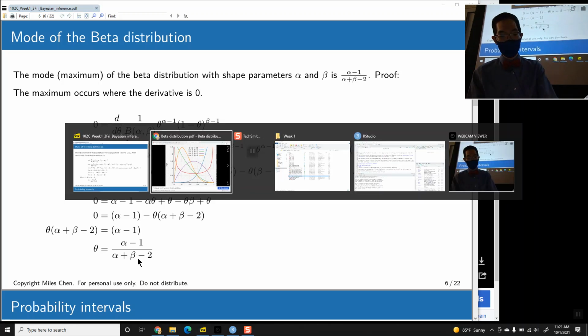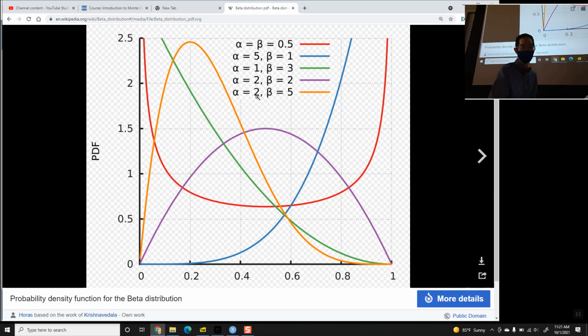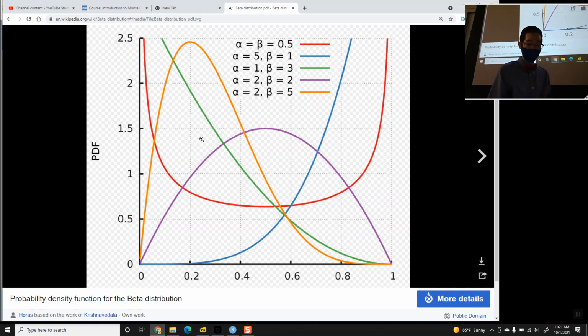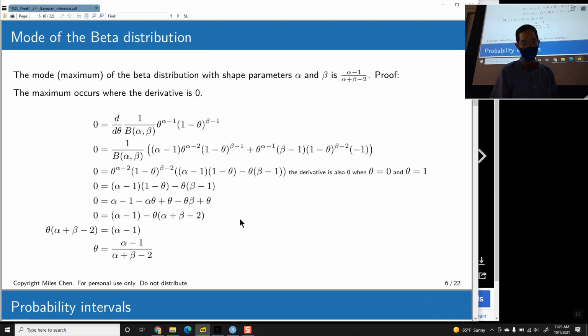So if we take a look at this example graph where alpha is 2 and beta is 5, the mode is going to be 2 minus 1, which is 1, divided by 2 plus 5 minus 2, which is 5. So 1 over 5 is 0.2, and indeed, that is where our mode is. Our mode is at 0.2 in this graph. So that's the mode of the beta distribution.